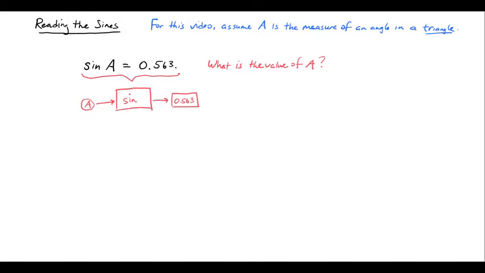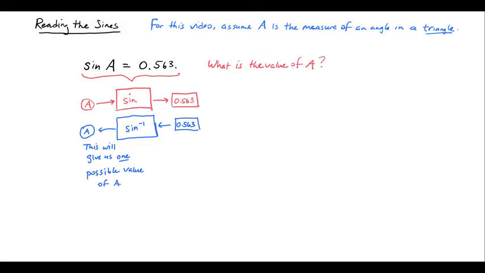All right, well, remember that we have a sort of pseudo-inverse function, pseudo meaning fake. It's not really the inverse function of the sine function, but it's kind of like an inverse. So we have this thing called sine inverse that will take that output, 0.563, and it will return the correct value of A, or rather, a correct value of A. This will give us one possible value of A. Okay, so in other words, I can say that the inverse sine of 0.563 gives one possible value of A.